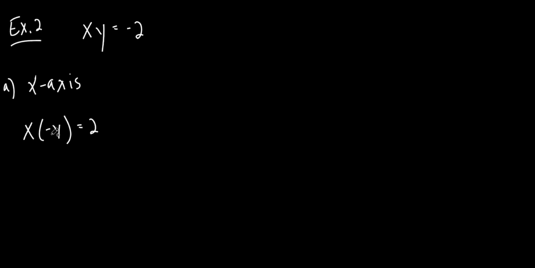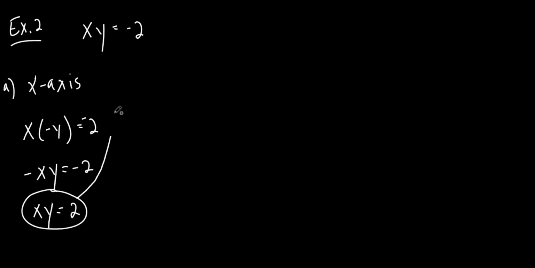So does this equal this? It's supposed to be negative 2. Well, this would be negative xy equals negative 2. Let's get rid of this negative right here. So I multiply both sides by a negative, so xy is equal to positive 2. Is this the same as what we started with? No, it's not. So, is it symmetric with respect to the x-axis? No. And that's your answer. It's getting pretty easy now, isn't it?